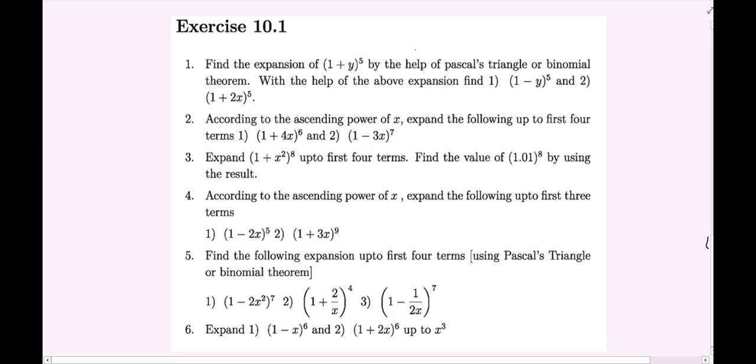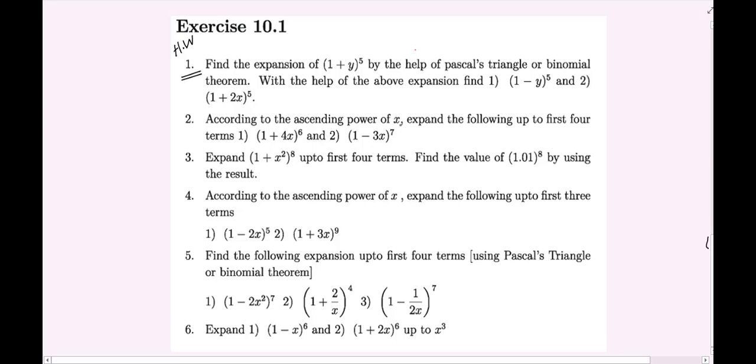In problem 1, we see: find the expansion of (1 + y)^5 by the help of Pascal's triangle or binomial theorem. With the help of the above expansion, find (1 - y)^5 and (1 + 2x)^5. I think you can solve this problem by yourself, and we have discussed this type of problem in lecture 1. So I will leave it for you as homework.